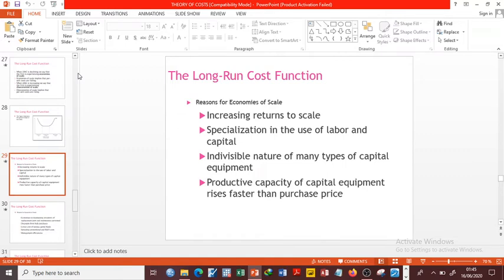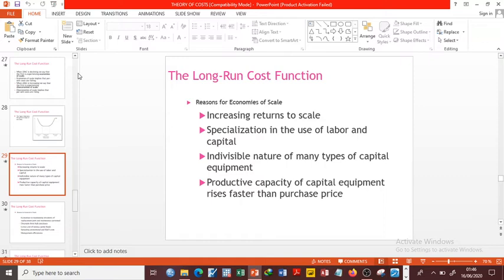Right. Now, what are the reasons for the long run cost function, or what are the reasons for economies of scale? Economies of scale are the same as increasing returns to scale. Economies of scale are advantages of large scale production. And what are the reasons for these advantages of large scale production?